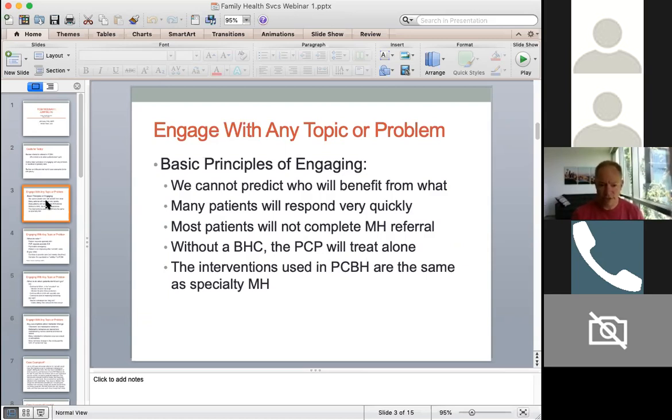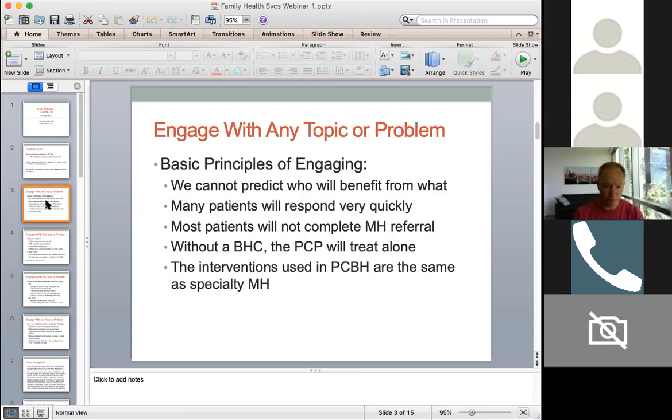Another basic principle here is that a lot of patients are actually going to respond pretty quickly. Again, we unfortunately don't know who those patients are in advance, but we do know that a significant portion of patients, depending on the problem, it may be as many as a half to two-thirds of patients, will respond very quickly to even brief interventions. Okay.